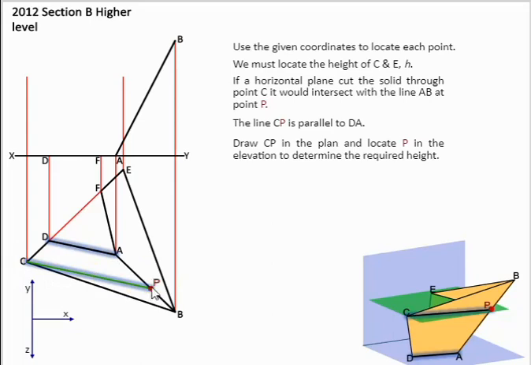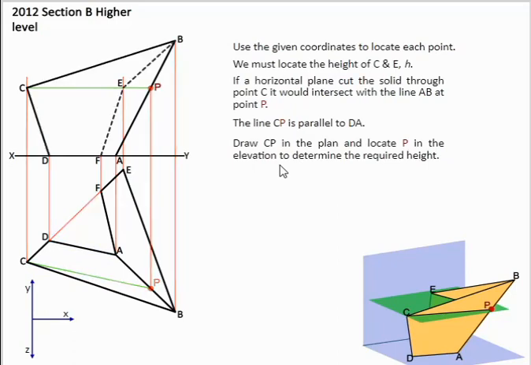Now point P can be brought up. If we've drawn a parallel line from AD here and AD here, that means we can draw another parallel line in this view, thus giving us point C. So this is point C, and point E is the same height. So we can complete the drawing, complete the elevation.